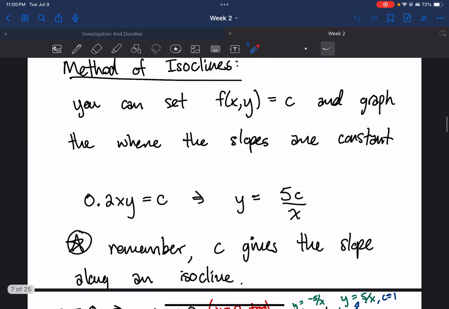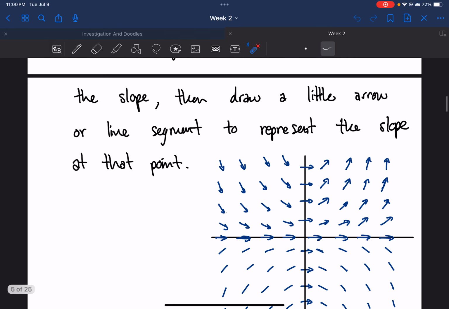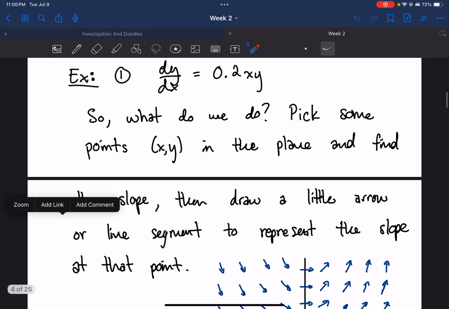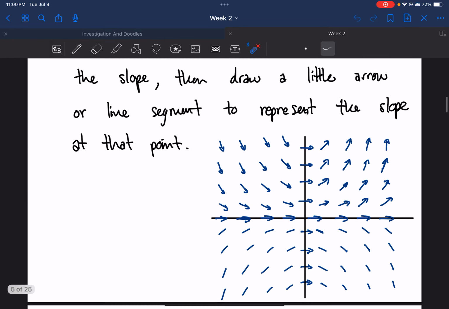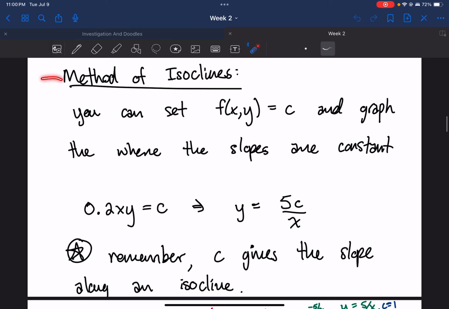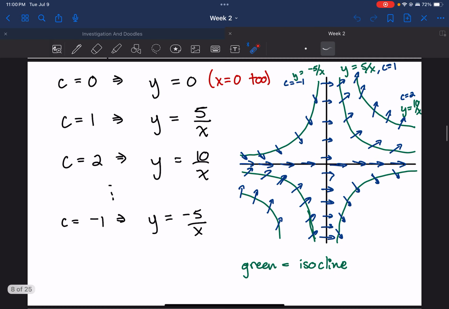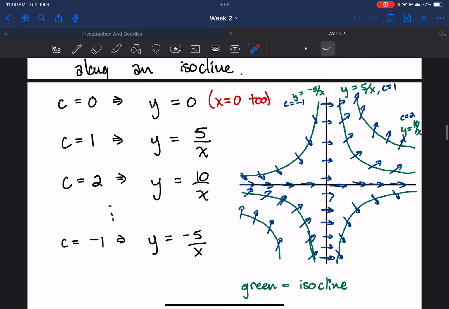This is the second way to draw a direction field. So the first way is to pick a bunch of random points, pick some points in the plane and find the slope at that point. The second method of drawing a direction field is to use the method of isoclines. It's up to you which one you like. Either way is fine. The homework's going to ask you to do both ways, and I think on the test I asked you to do both ways. I don't remember.